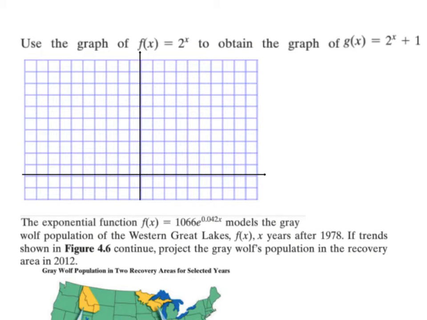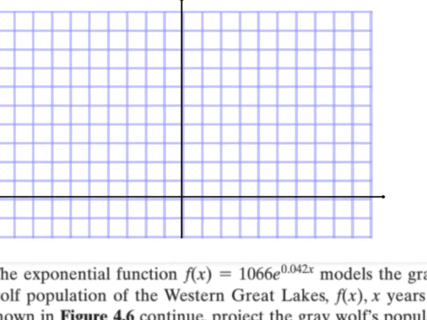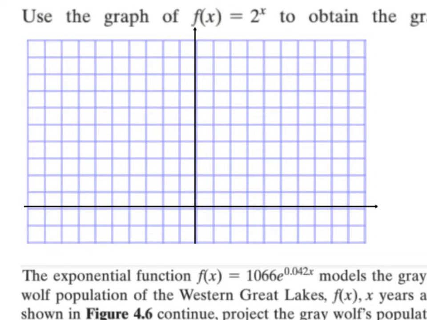Okay, so on this one, we want to use the graph of f of x equals 2 to the x to obtain the graph of g of x equals 2 to the x plus 1, okay? So let's just first graph f of x equals 2 to the x, okay? And so first things first, I know I have the point (0, 1). I'm going to have the points (1, 2), (2, 4), (-1, 1/2), all right? And we did this on the previous page in the beginning, okay? If I plug in 3 to 2 to the 3rd power, I'm going to get 8, okay? So here's my function.